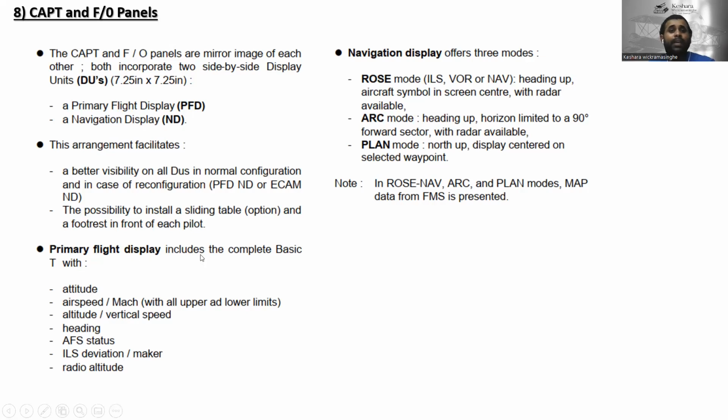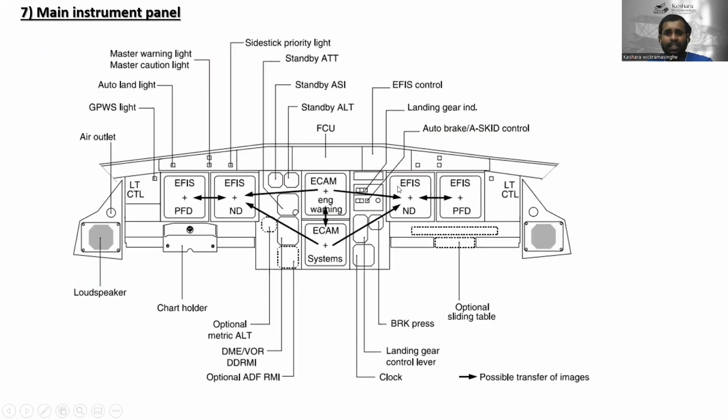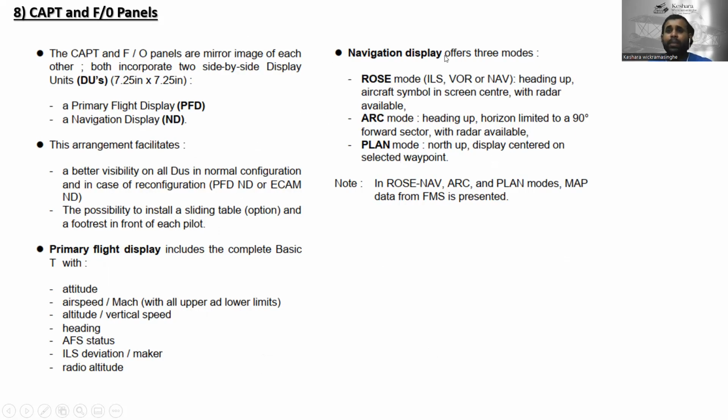So the primary flight display includes the complete basic T with altitude, airspeed or Mach with all upper and lower limits, vertical speed, and headings, AFS status, right, and ILS deviation, instrument landing system deviation marker, and radio altitude, right? So the navigation display offers three modes, right? This is the navigation display. So the navigation display offers three modes: ROSE mode, arc mode, and plan mode, right? So the ROSE mode includes ILS, VOR navigation, heading up, aircraft symbol in screen center with radar available.